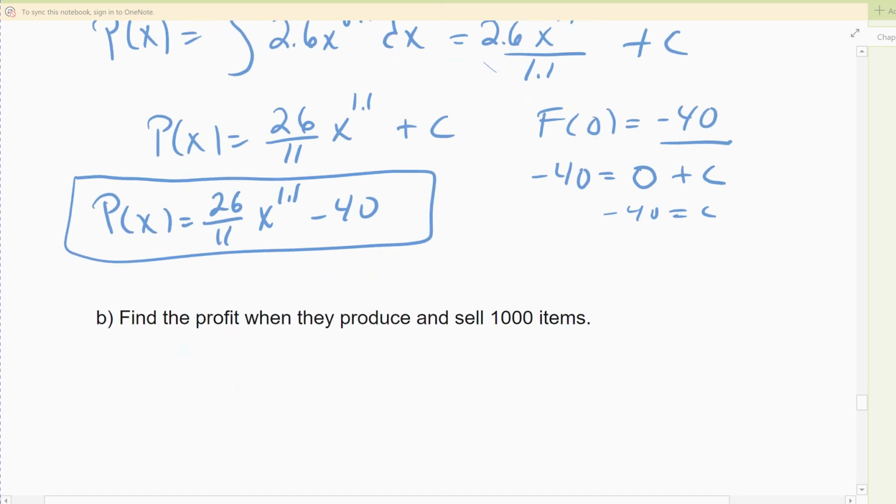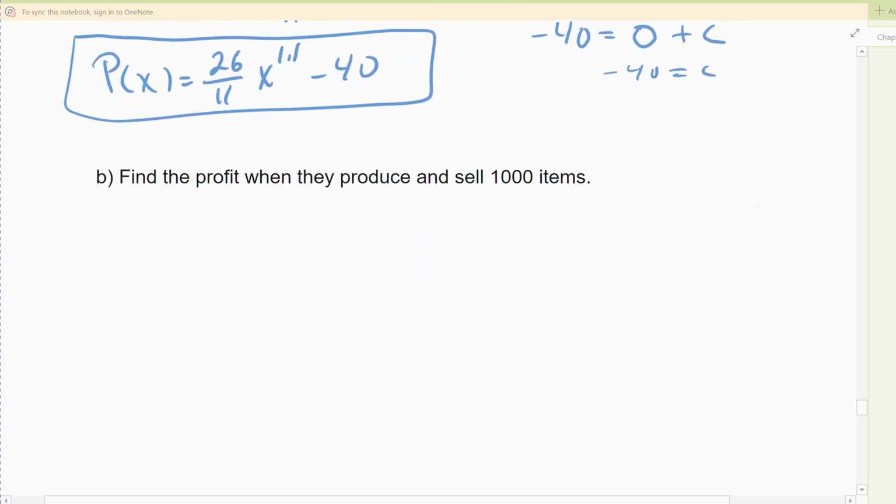And then we use it. Usually we ask you to find the original function: we give you the derivative and a piece of information, and then we ask you to use it. Find the profit when they produce and sell 100 items. So that's my x value, and this is just plugging it into the equation you just found.